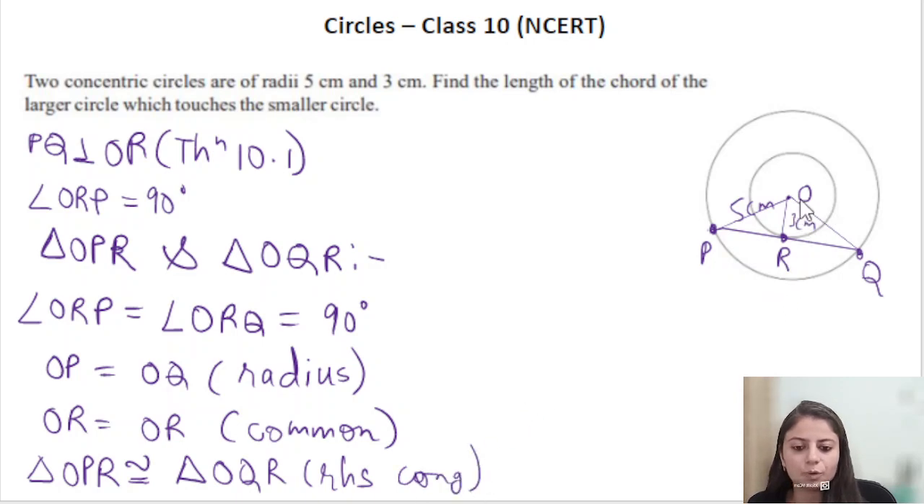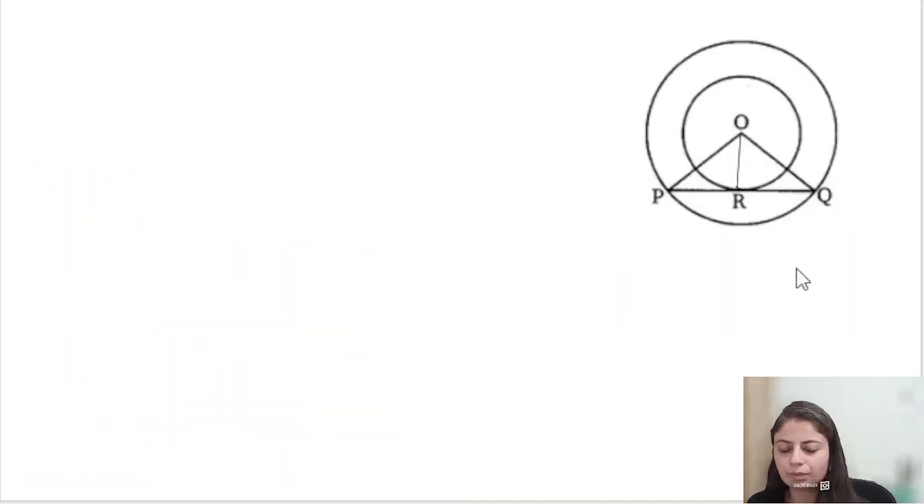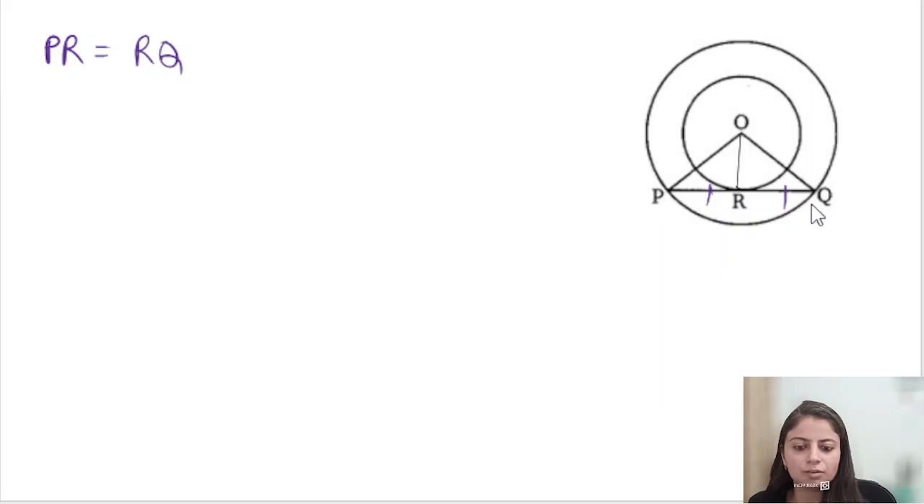Okay, so we have proved that these two triangles are congruent. So we can have PR equal to RQ using CPCT because they are congruent parts of congruent triangle. So I'll have PR equal to RQ. Now since PR is equal to RQ, if I am able to find any of these lengths, then I can find the length of this chord PQ.